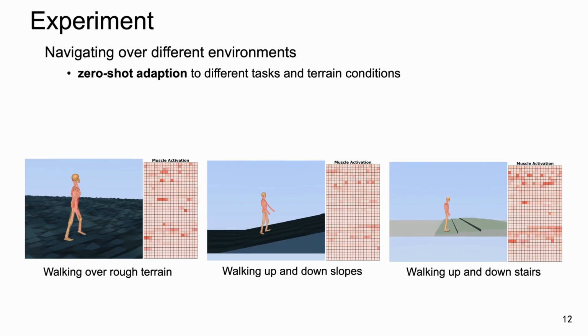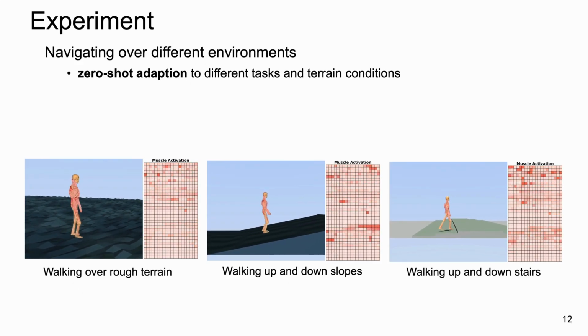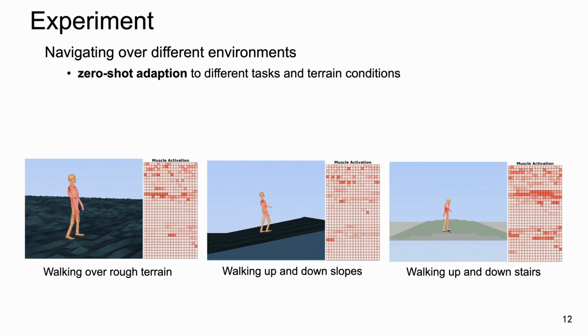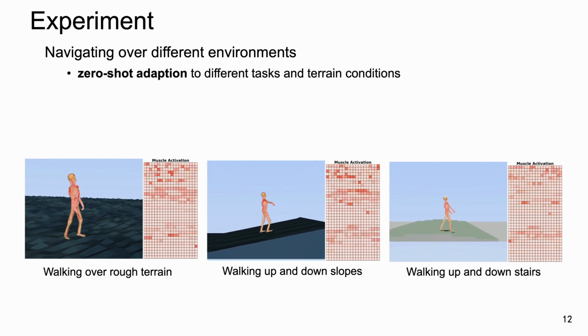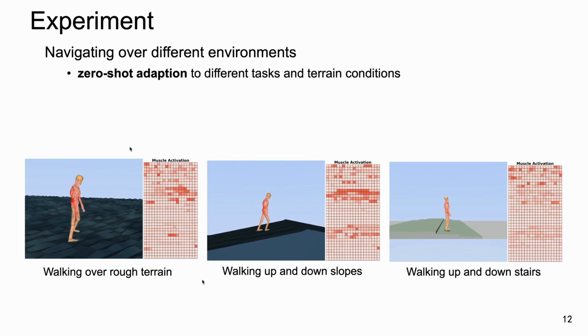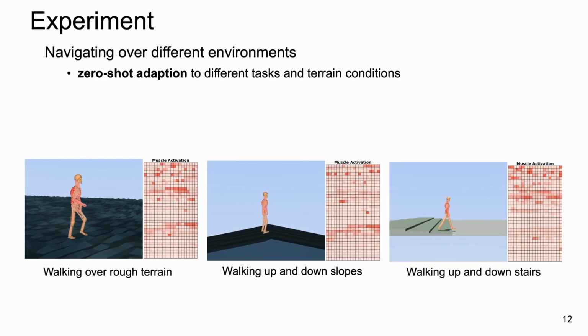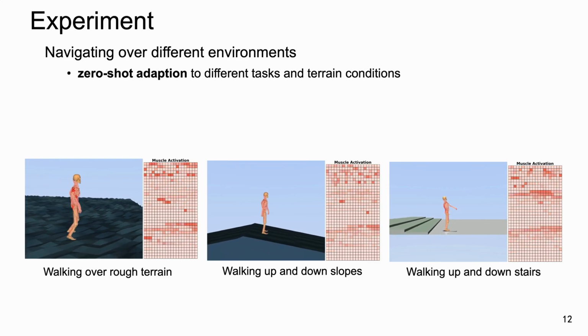MPC square can also complete navigation tasks over different environments, demonstrating zero-shot adaptation to different tasks and terrain conditions, such as walking over rough terrain, walking up and down slopes, and walking up and down stairs.